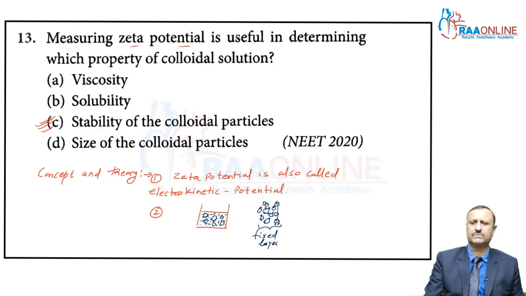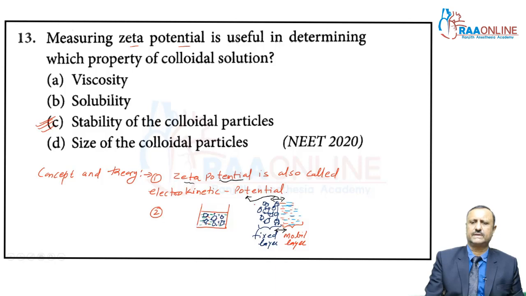Now we can go to the mobile layer. What is the mobile layer, my dear students? It is the solution, water etc., and this layer is called the mobile layer. In this mobile layer negative charge is present. My dear students, when negative charge is present in this layer, a potential difference is also developed in this layer. The difference in the potential between this fixed layer and mobile layer is called, my dear students, electrokinetic potential, or it is also called zeta potential.